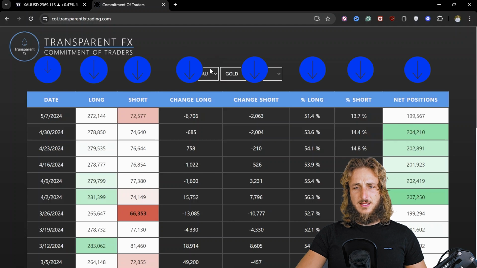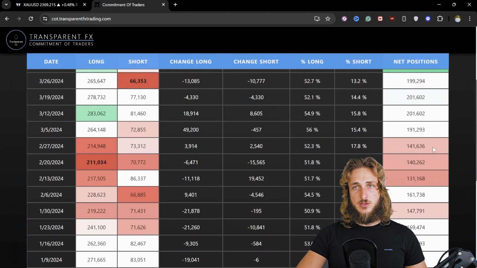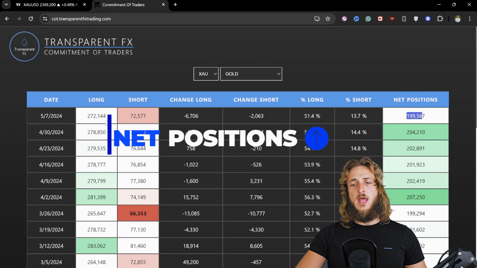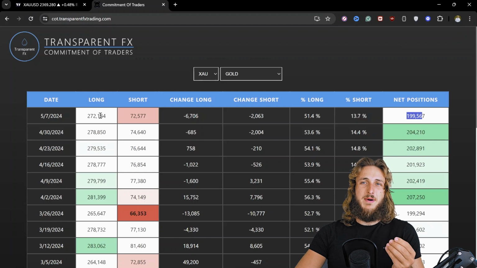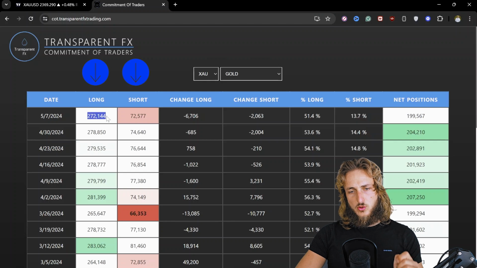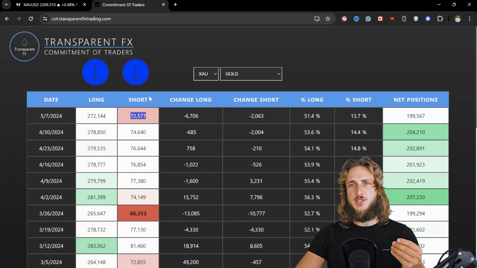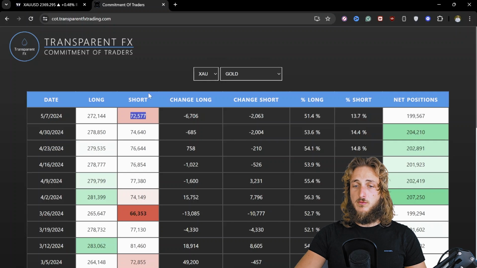Now, if we look at the data precisely for gold, what we can see is that in the long run, we have seen a massive increase of the net positions from 131.1K all the way up to 199.5K. And we can also notice how the amount of longs compared to the shorts are currently very, very strong and balanced to the long side with 272k longs compared to only 72k shorts from an institutional perspective. So gold at the moment is very strong with institutions massively positioned to the bullish side for this market.